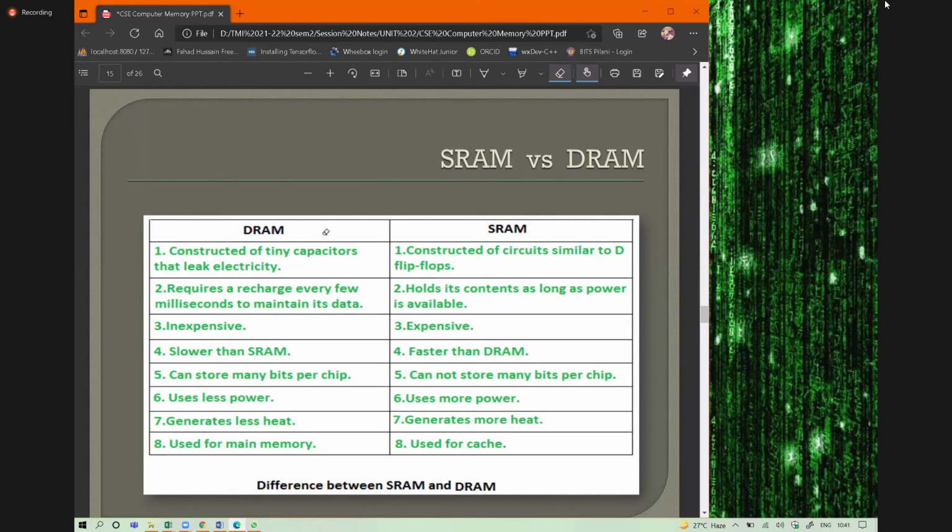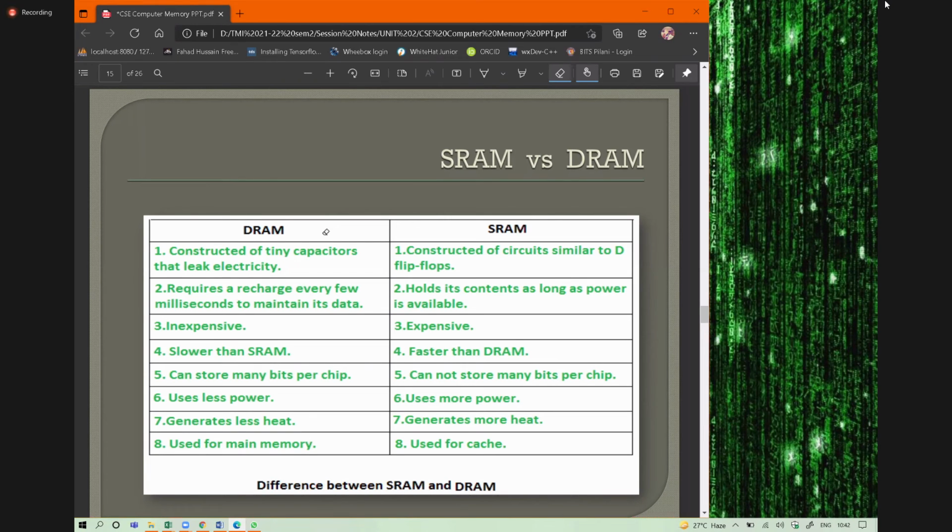DRAM is constructed of tiny capacitors that leak electricity. SRAM is constructed of circuits similar to D flip-flops. DRAM requires a recharge every few milliseconds to maintain its data. SRAM holds its contents as long as power is available. DRAM is inexpensive and SRAM is expensive. DRAM is slower than SRAM. SRAM is faster than DRAM. DRAM can store many bits per chip. SRAM cannot store many bits per chip.